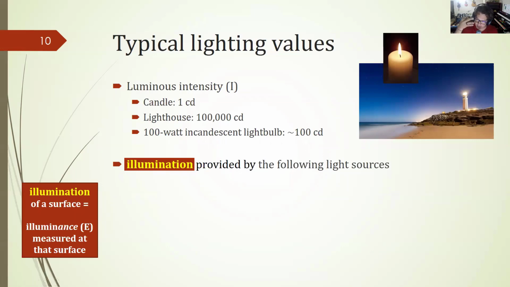Illumination, right? So E, there it is, one more time. It starts with an I, but it's abbreviated by E. The illuminance, I should say, and illumination are not synonyms, but they have the same root. We're talking about the same general property here. How much light is striking this object?